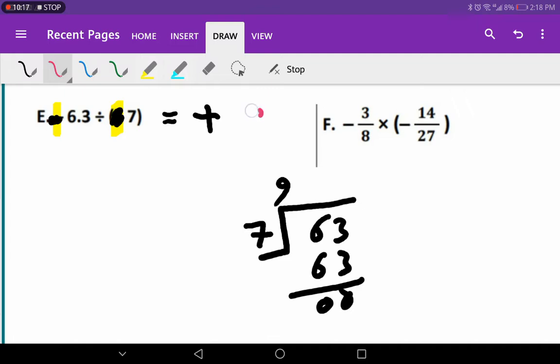But I have to set the decimal point. Yes, clearly it is here. Okay, my dear students, so it is positive 0.9. You can write it or not. It is up to you. Why one digit after the decimal? Because we have one digit after the decimal.